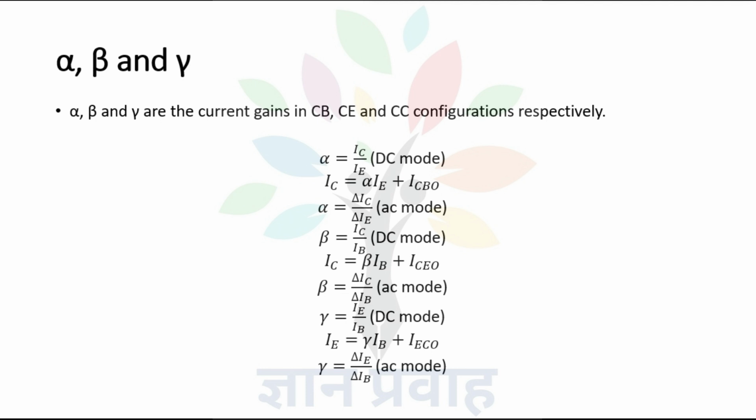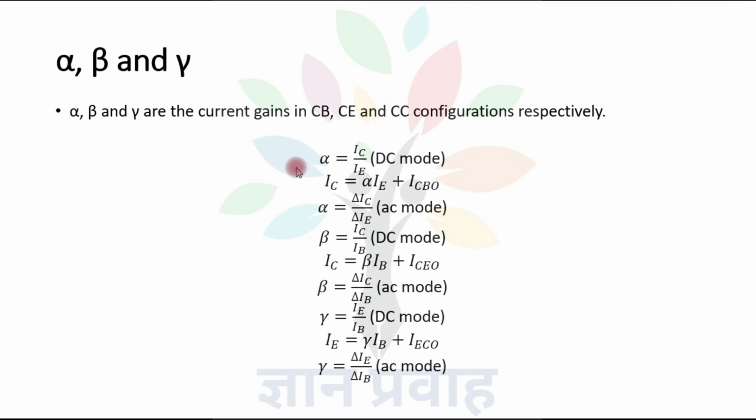Alpha, beta and gamma. These are the current gains in case of common base, common emitter and common collector configurations respectively. Current gains may be in DC mode or AC mode. If it is in DC mode, then it is called DC current gain. If it is in AC mode, then it is called AC current gain.